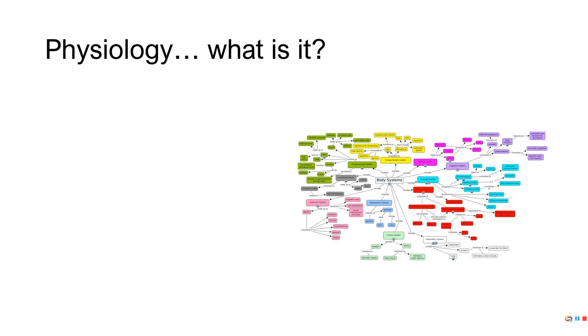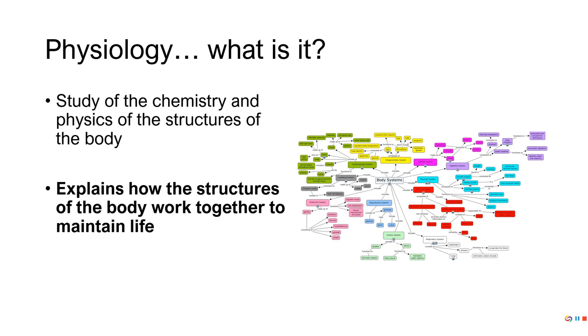The textbook definition is that physiology is the study of the chemistry and physics of the structures of the body. But let's be honest, no one actually talks like that to each other, at least normally. So what would you tell someone if they asked what physiology was? If my 8-year-old son were here, how would you define physiology in a way that he could understand? It is basically how the body functions.